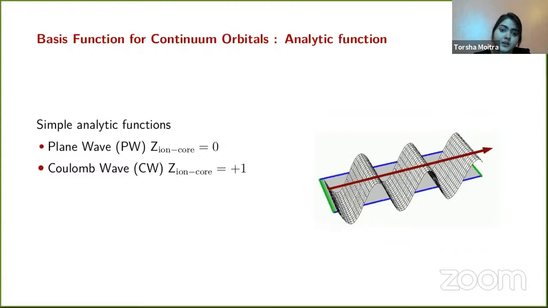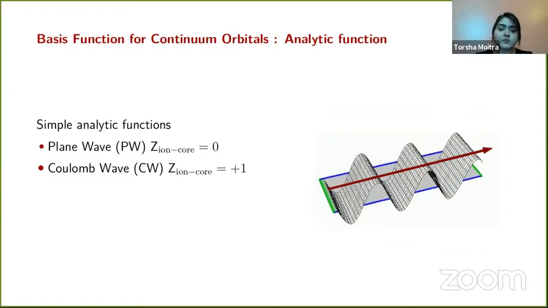I must also mention here that the generally used Gaussian type or Slater type orbitals are deemed unfit for this purpose. The plane wave considers that after the ionization has occurred, the charged ion core has a charge of zero. This is ideally the case for photodetachment processes. And the Coulomb wave formalism considers that the ionized core has a positive one charge. However, actually, the ionized core has a charge something in between these two extreme values.